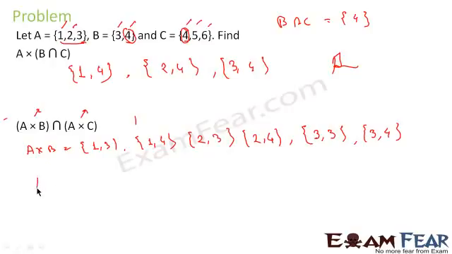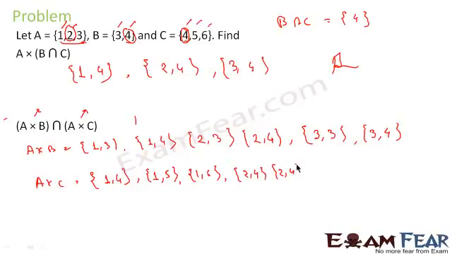Similarly, let me find A cross C. A cross C is first element of A, 1, comma first element of C, 4. Then again we'll keep taking the first element of A until all the elements of C are consumed. So 1 comma 5, second element of C, and 1 comma 6, third element of C. Now let me take the second element of A. So I'll say 2 and the first element of C, 4, then 2 with the second element of C, and 2 with the third element of C.